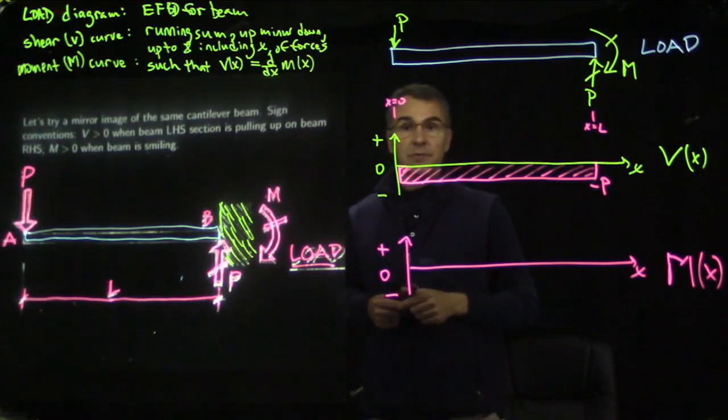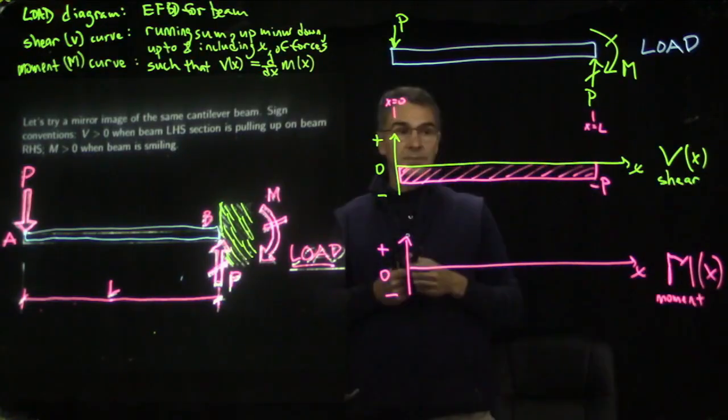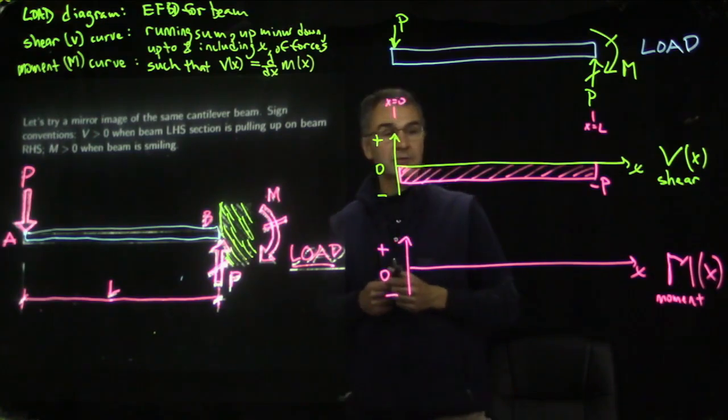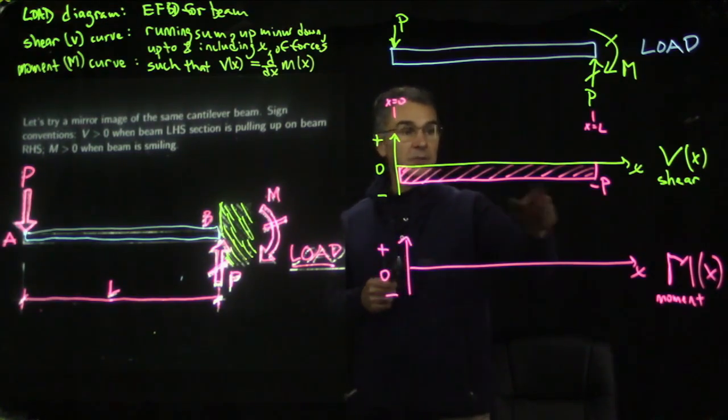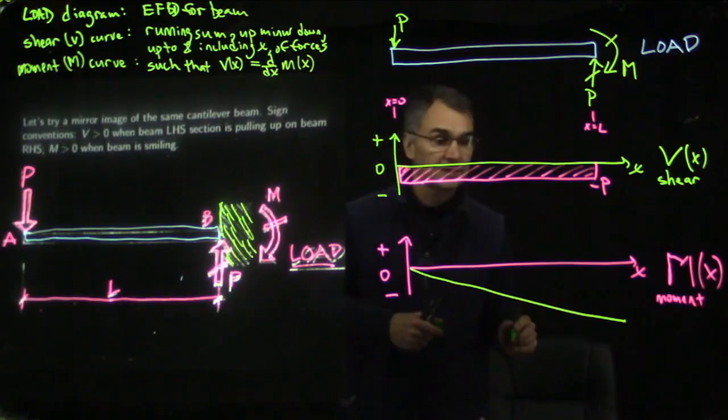So the slope of the moment curve equals the shear curve. This is called shear, this is called bending moment. So we want a curve whose slope is minus p. That would be a first order polynomial sloping downward, but we want it to be non-zero on the right and 0 on the left. So we'll start at 0, and then we will slope downward like that.